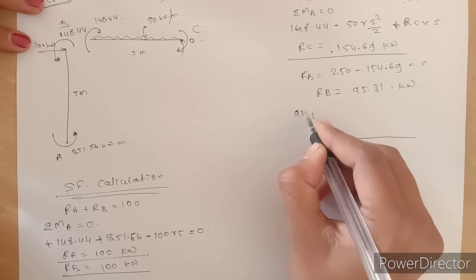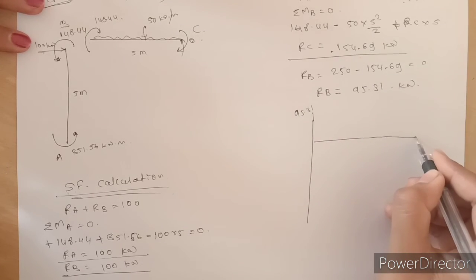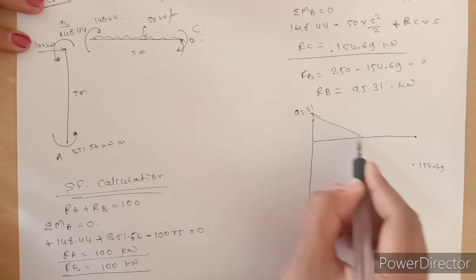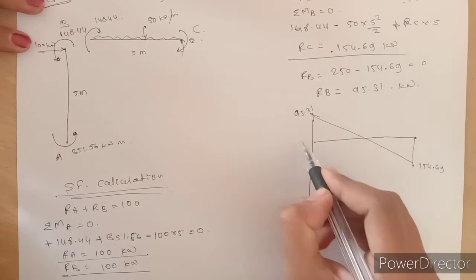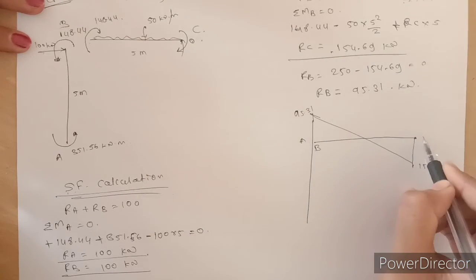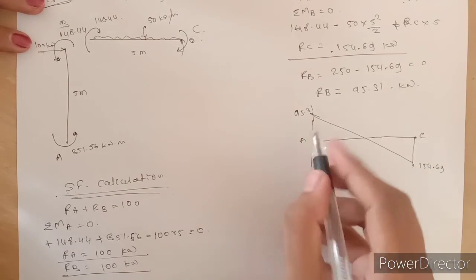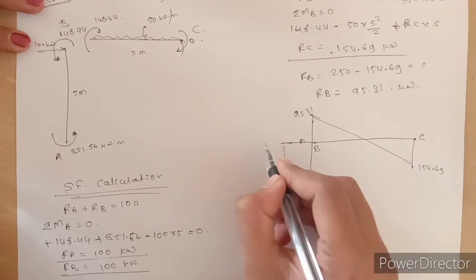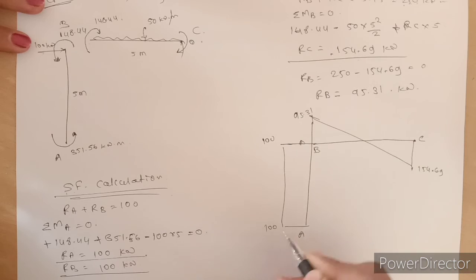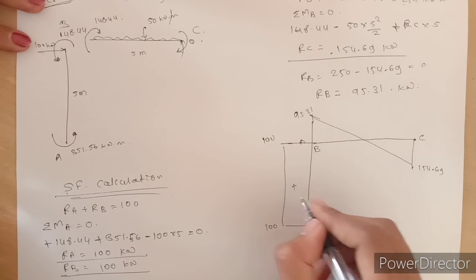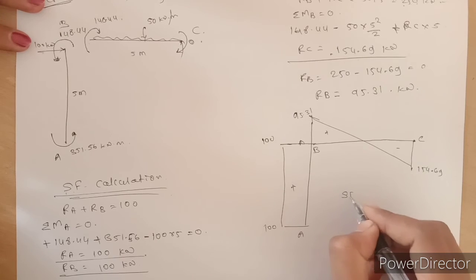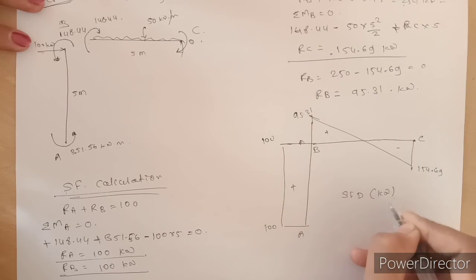Okay. From this shear force calculation we draw the shear force diagram. So here 95.31, here 154.69, at points B, C and A. This is our shear force diagram in kilonewton.